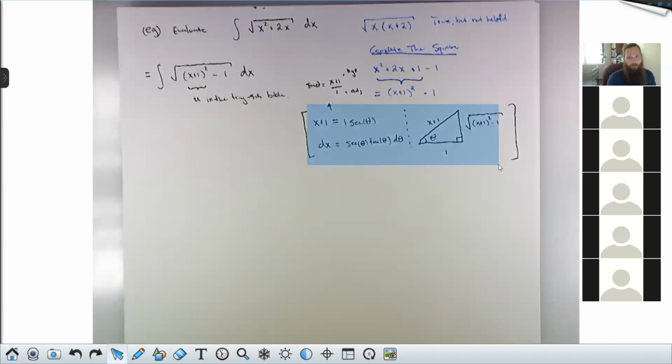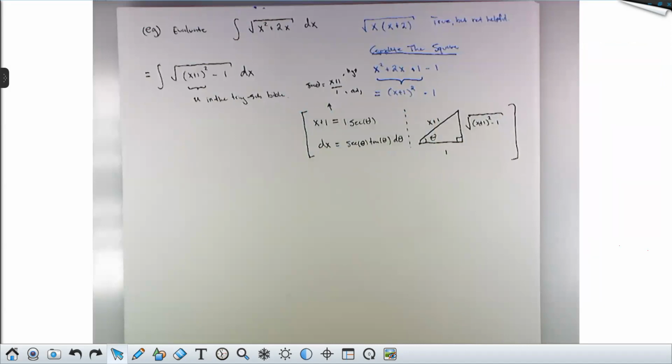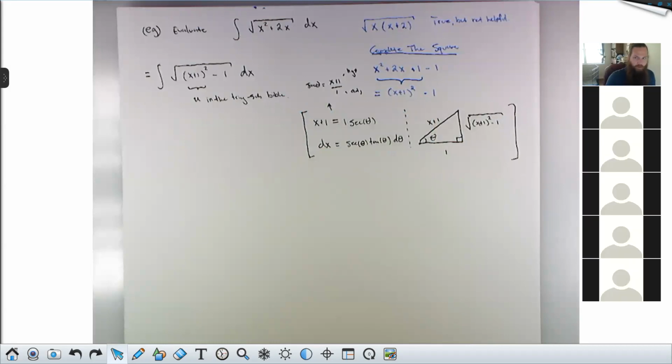So we've got all of our substitution stuff here. I'd like to take a second and just make sure we're comfy with what this substitution is and why we're making it, how we calculate the differentials, anything like that. All good?